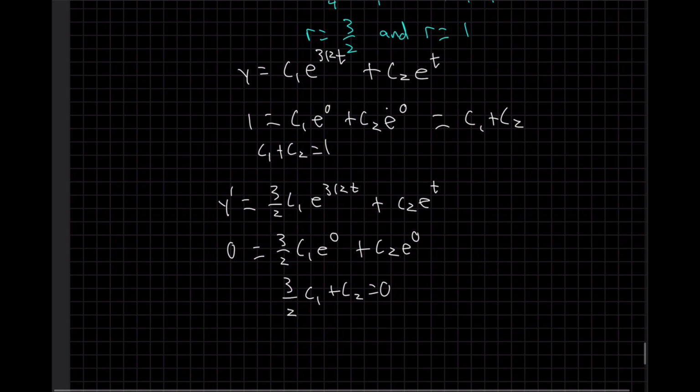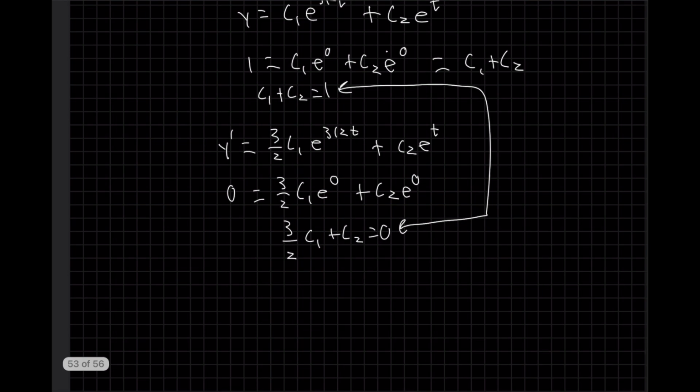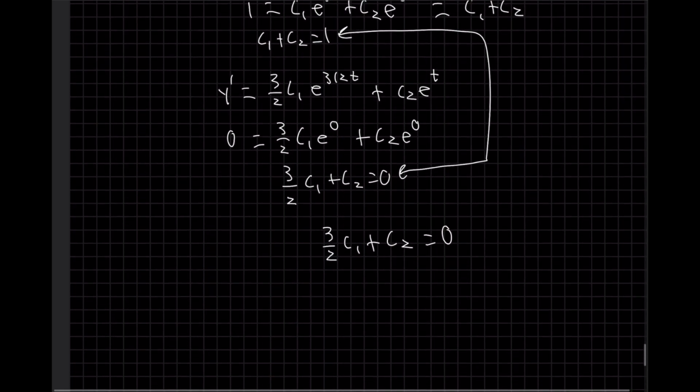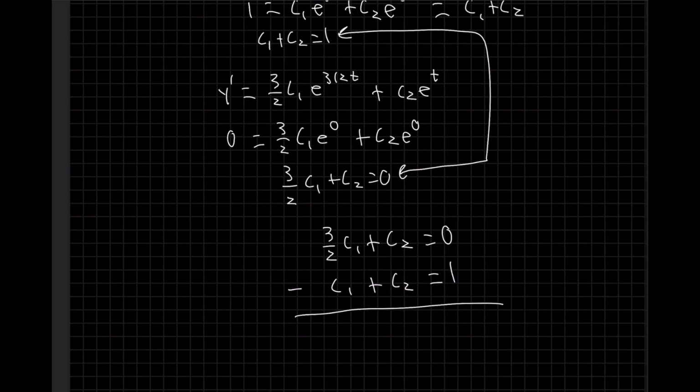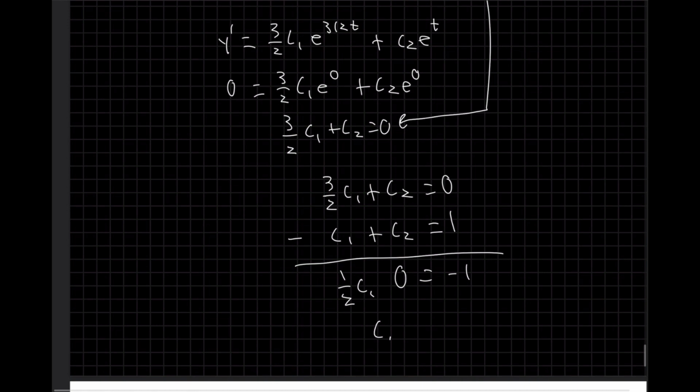So now what we have is a system of equations with these two equations, and we'll solve for c1 and c2. So let's line them up. We get 3/2 c1 plus c2 equals 0, and then c1 plus c2 equals 1. We'll go ahead and subtract those. We get 0 minus 1 is negative 1. c2 minus c2 is 0. 3/2 c1 minus 2/2 c1 is 1/2 c1. So we get that c1 equals negative 2.